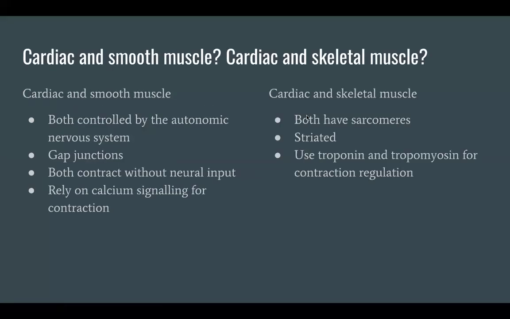So this is the last slide. Cardiac and smooth muscle are both controlled by the autonomic nervous system, so they're both involuntary. Their cells are connected by gap junctions, they can both work without neural input, and they rely on calcium signaling for contraction, especially extracellular calcium. Cardiac and skeletal muscle both have sarcomeres, they're both striated, and they both use troponin and tropomyosin for contraction regulation.